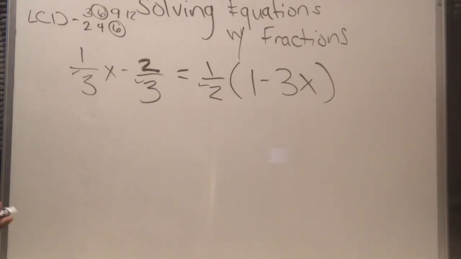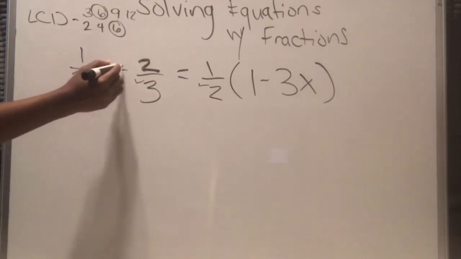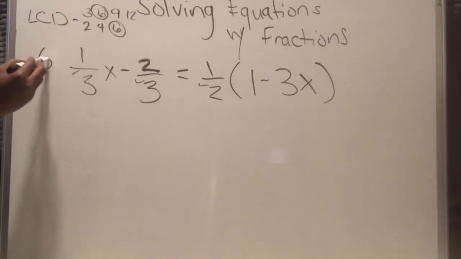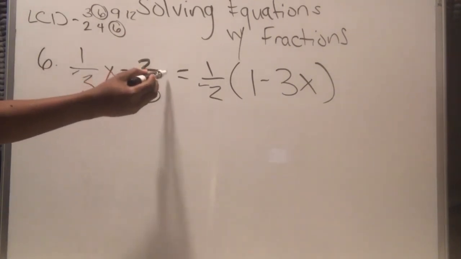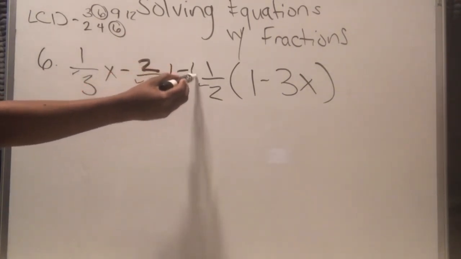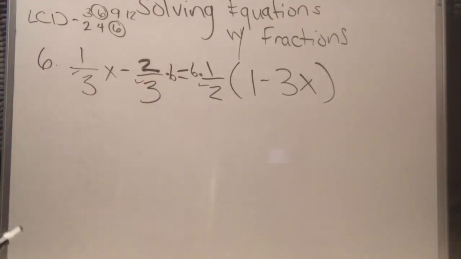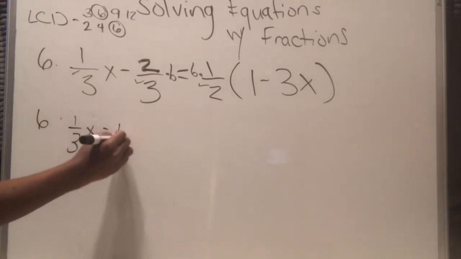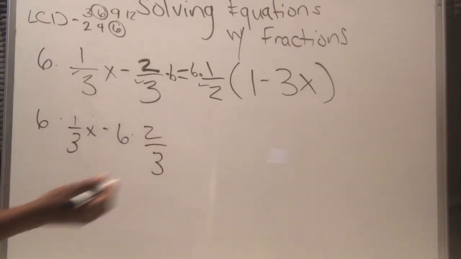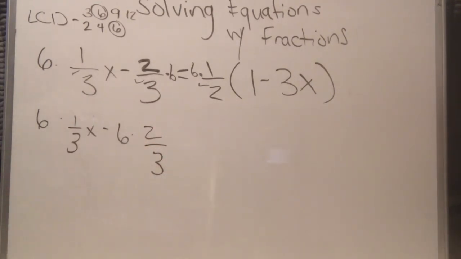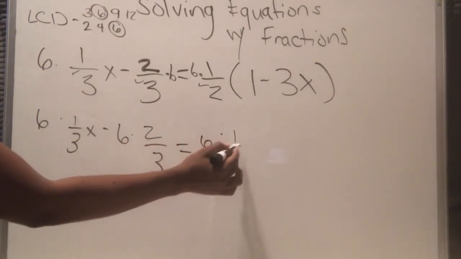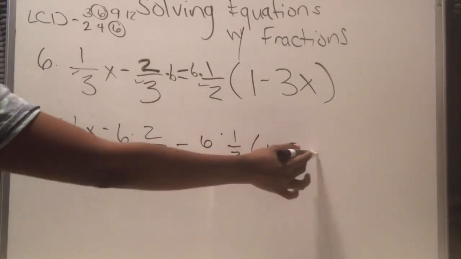So now that I know my lowest common denominator, I can multiply everywhere I see a fraction by the number 6. So 6 times 1/3, 2/3 times 6, and then 6 times 1/2. I'm going to rewrite this so it could be better read. 6 times 1/3 x minus 6 times 2/3 equals 6 times 1/2 (1 minus 3x).